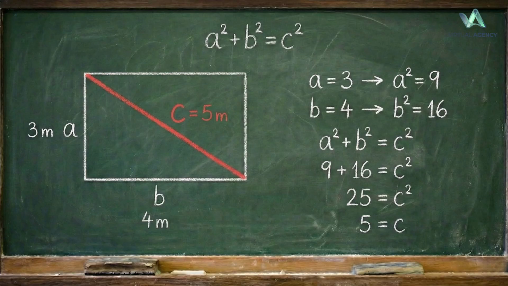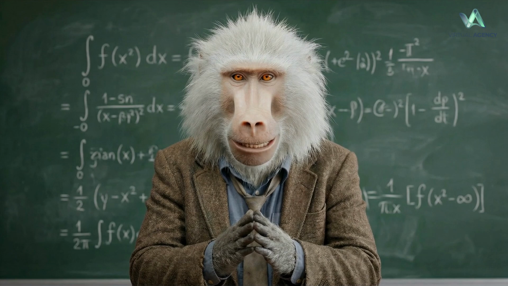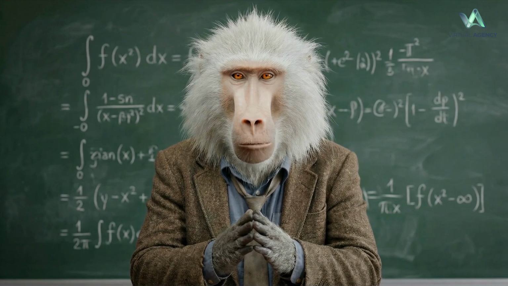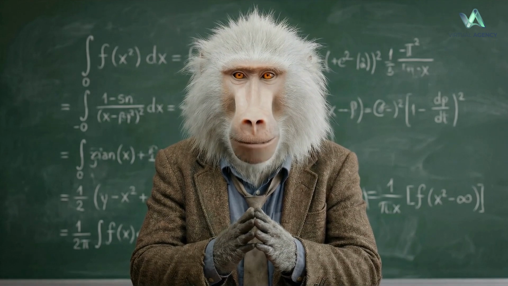Knowing the length of the hypotenuse, or the diagonal, we can confirm that we have a right angle if the diagonal measures exactly 5 meters.